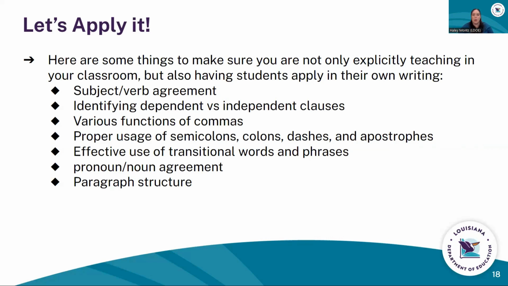The various functions of commas, especially when it comes to joining two independent clauses or making a complex sentence. Essential versus non-essential clauses are also really heavily tested on the ACT, generally in terms of where you put the commas. Proper usage of semicolons, colons, dashes, and apostrophes is very frequent on the test. Effective use of transitional words and phrases, pronoun-noun agreement, and paragraph structure.